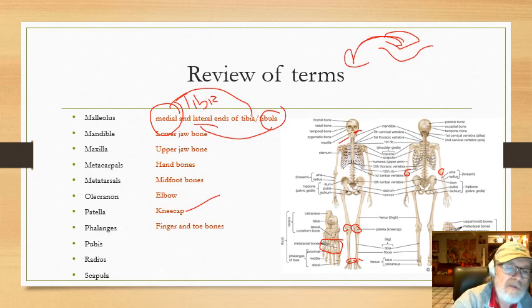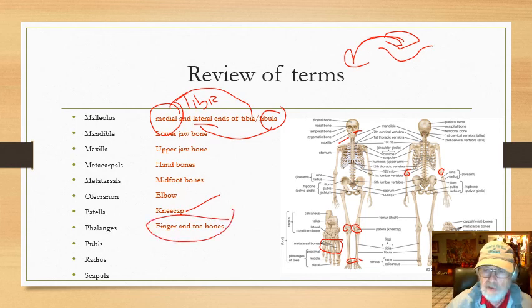Phalanges. Phalanges are the finger and toe bones, okay? If you look at the fingers, I have three right here, three right here, three right here, three right here, and two in the thumb on each side. And all those individual bones are called phalanges, okay? The singular would be phalanx, phalanges would be multiple. And these are the small finger and toe bones, okay? Because I have three in the index, middle, ring, and little finger, and two in the thumb.